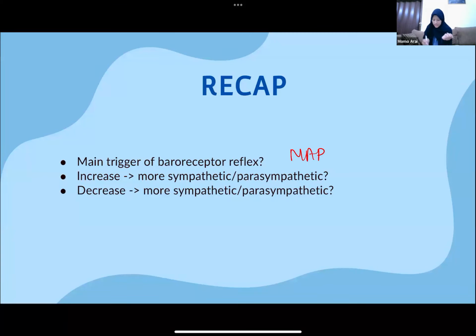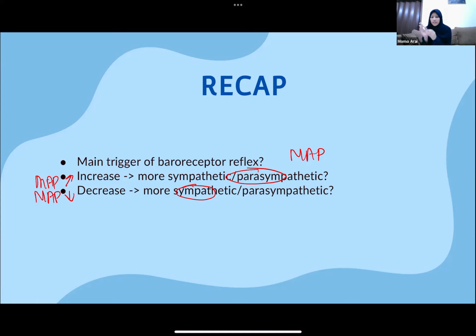So if mean arterial pressure increases, what does that do? Does it result in more sympathetic action or parasympathetic action? Yeah, good. Parasympathetic. Now, if the mean arterial pressure is less, good job. If it's less, then it's which one? The opposite, right? Sympathetic.